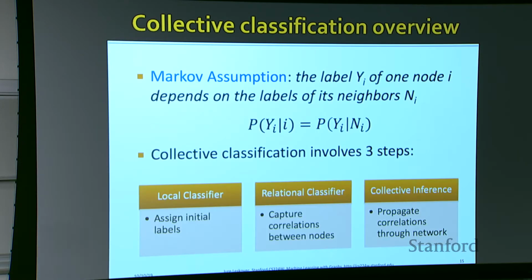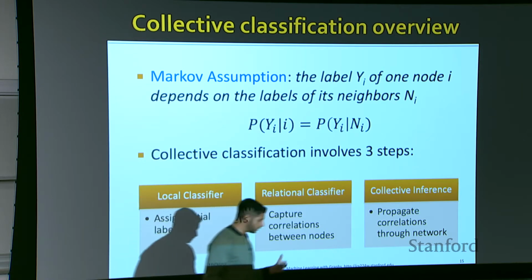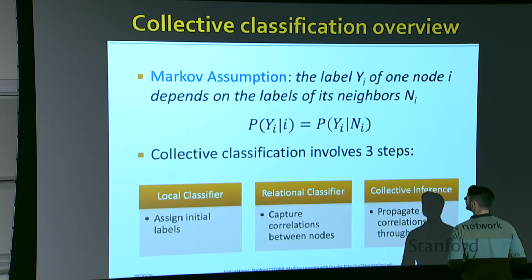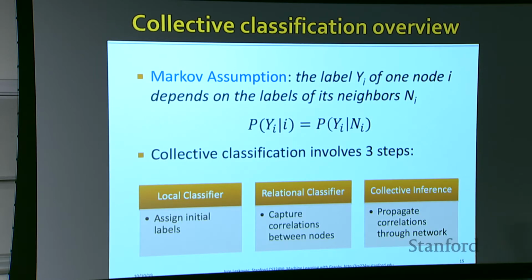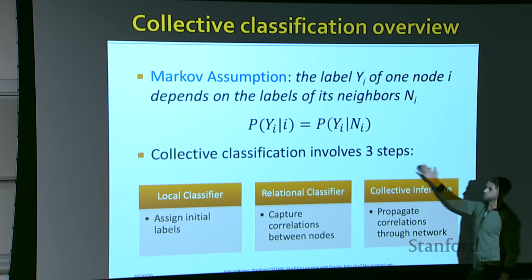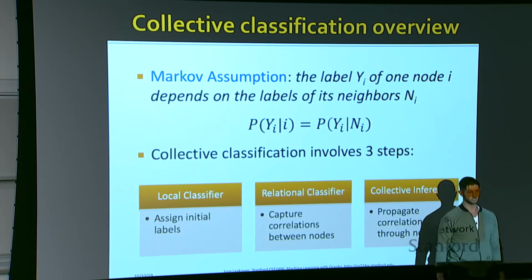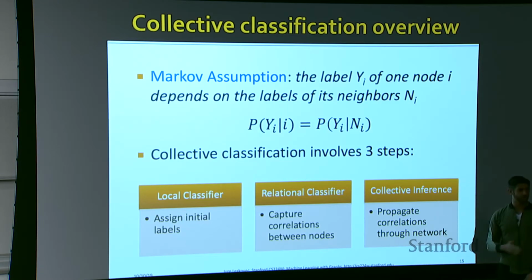Now, let me give an overview, and I'm going to guide you step by step through how we actually perform collective classification. We start from the Markov assumption, which tells us that the label yi of our node i depends on the labels of its neighbors Ni. Once again, this encodes the idea of guilt by association that we mentioned before. A standard collective classification pipeline involves three main steps. The first one is a local classifier, which will assign the initial labels. You can think of that as a bootstrap step. For the nodes for which we don't have labels, we use a local classifier to estimate the best label.